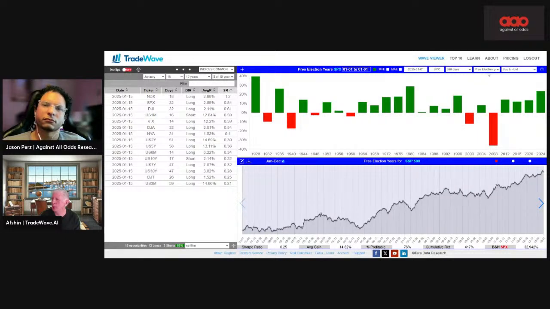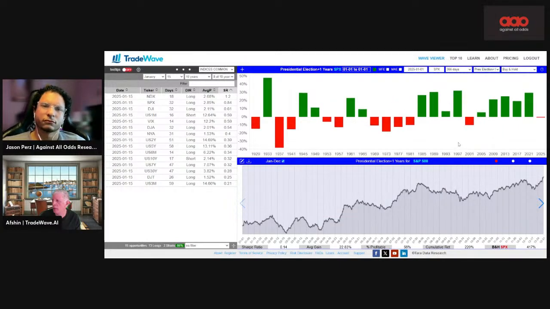But you can also go to presidential election plus one, which is this year. If you look at the last 10 post-election years, they have all been positive for the S&P 500 except 2001. In 2001, the S&P 500 dropped 10% from the beginning to the end of the year. But in 2021, it did great, 29%. In 2017, 19%, and so on.